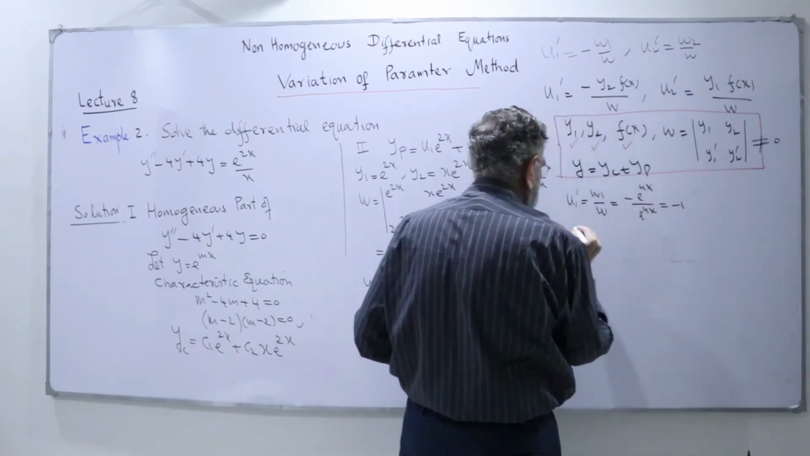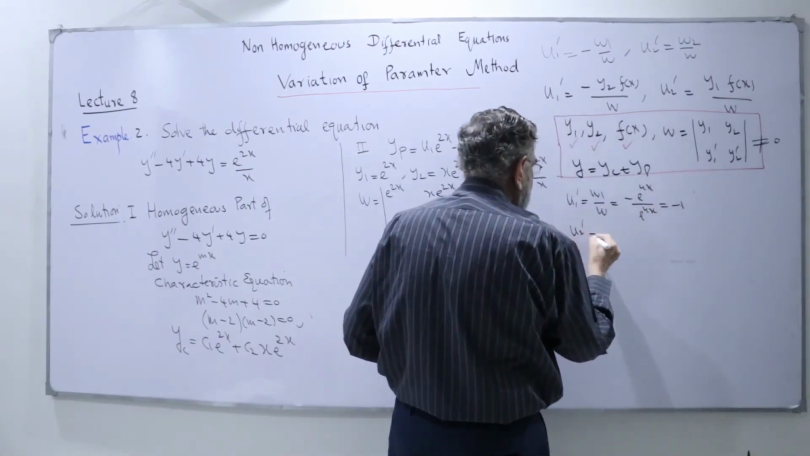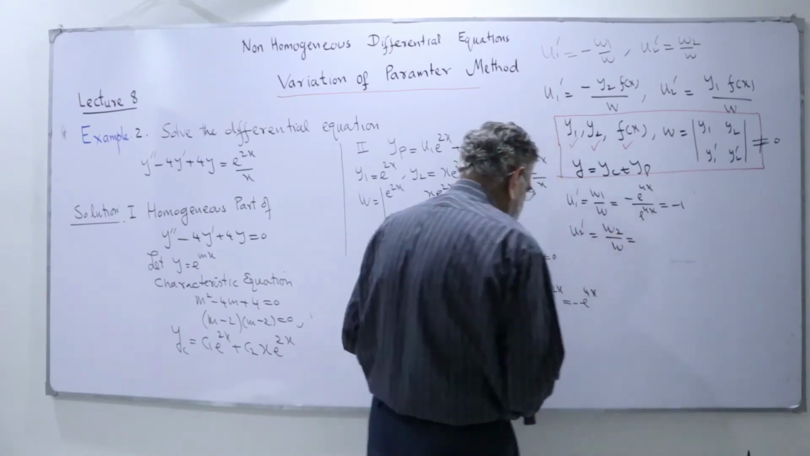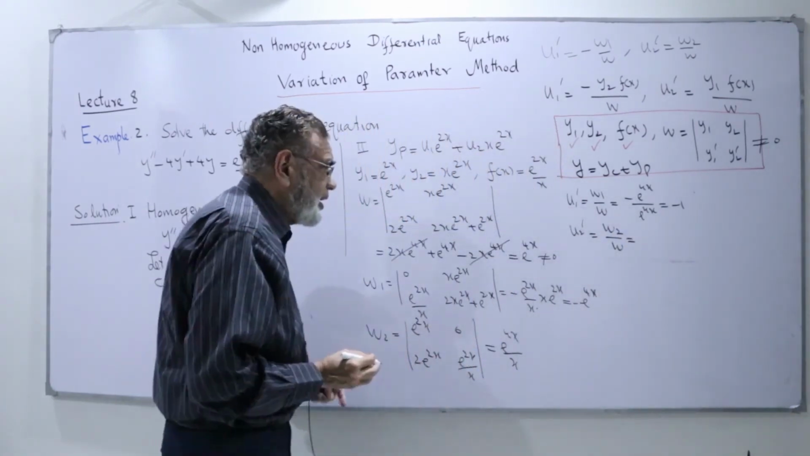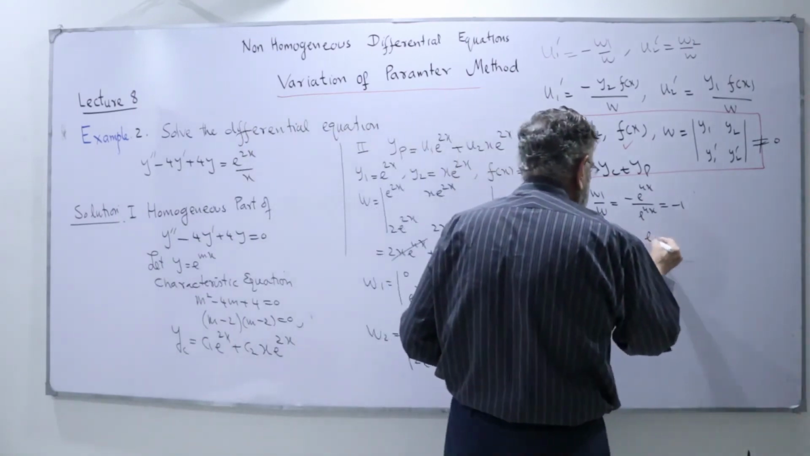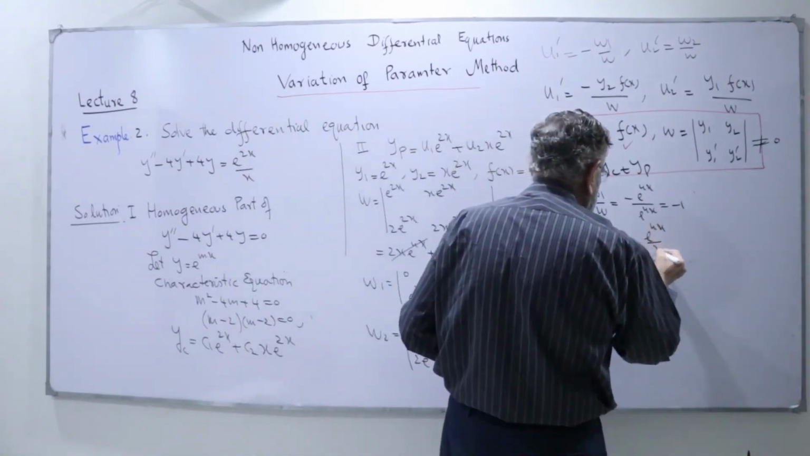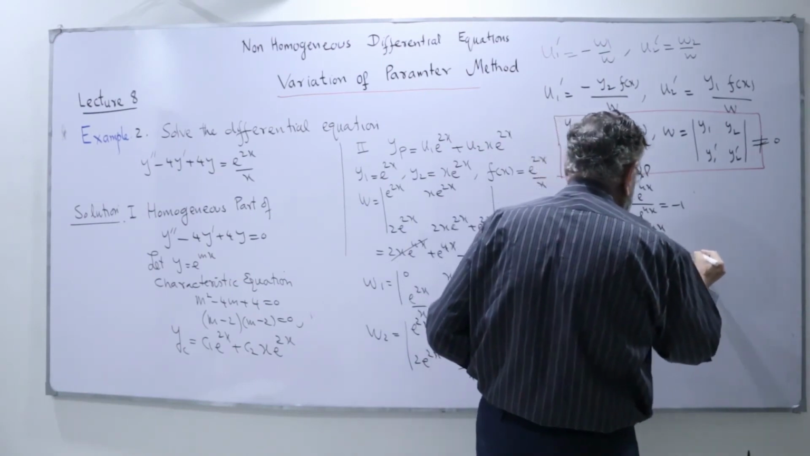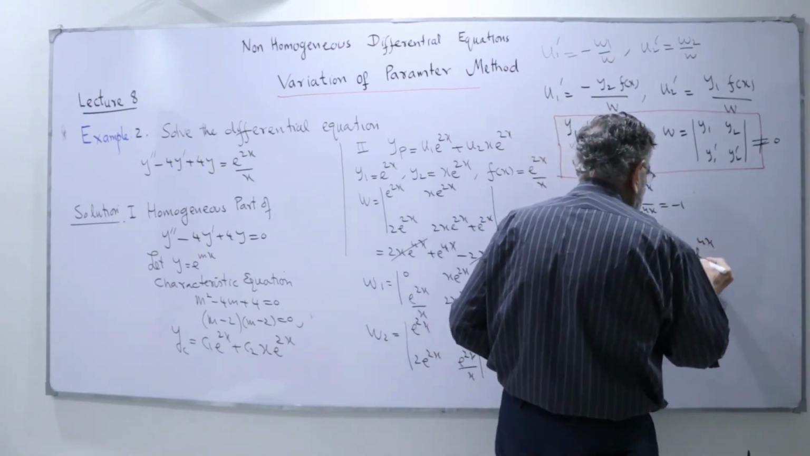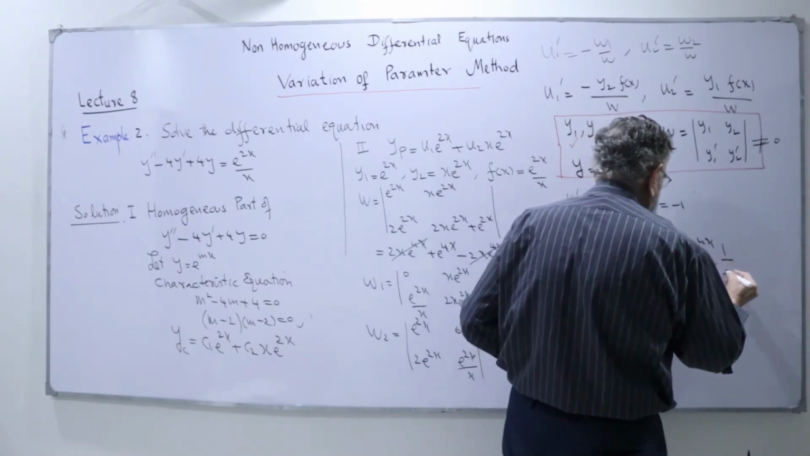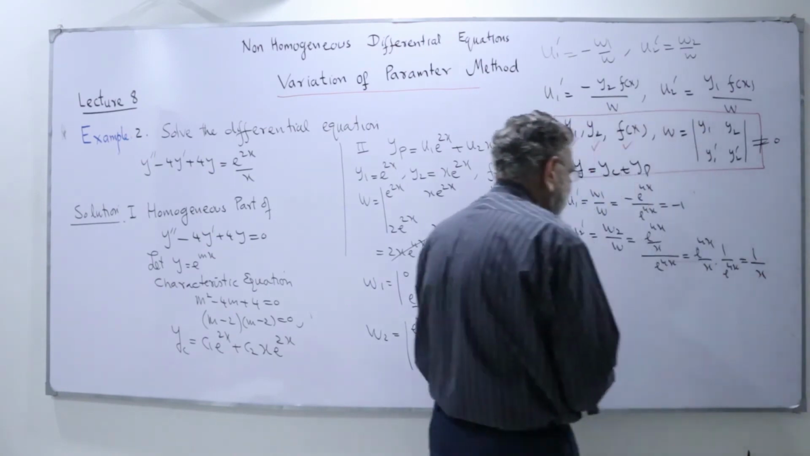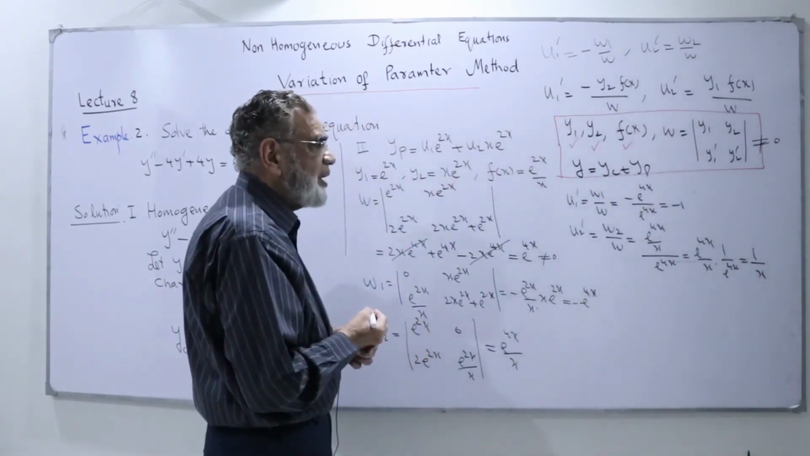And now we're having here u2 dash. u2 dash is W2 over W. What's my W2? My W2 is equal to e to power 4x over x over W, that's e to power 4x. So we can write this one as e to power 4x over x into 1 upon e to power 4x. E to power 4x cancels e to power 4x, we get here 1 upon x. Very easy, we can find u1.